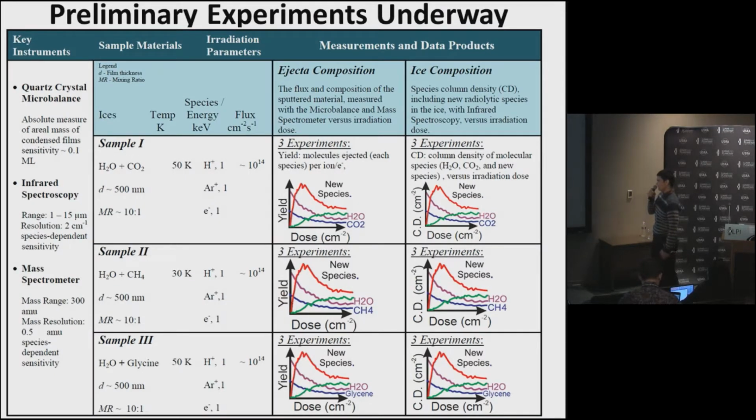This is just a summary of some of the preliminary experiments we're going to try to do. Water and CO2, mixtures of water and methane, and we're building a Knudsen cell to mix water with amino acids and see what happens under those conditions. So we'll see how those experiments go.